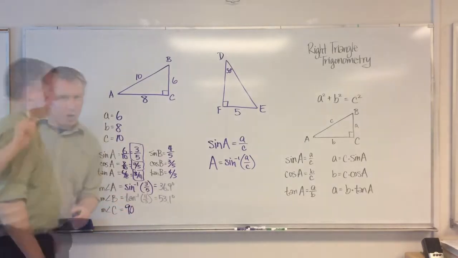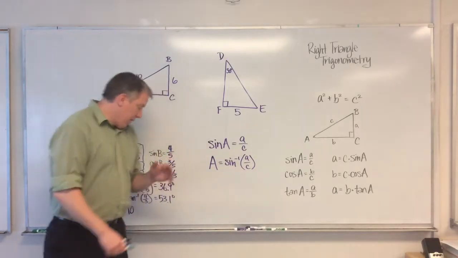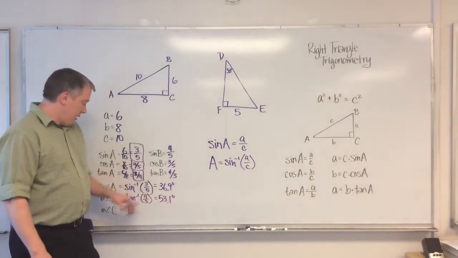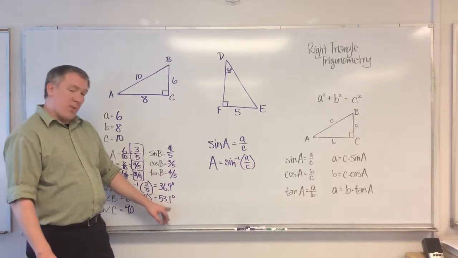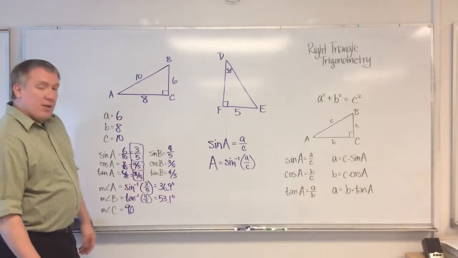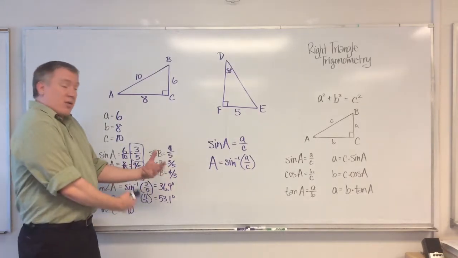All right, pause, go. All right, so if you were able to get that the measure of angle A is 36.9 degrees, and the measure of angle B is 53.1 degrees, you're on the right track. Now you'll notice I didn't actually even use the same formula for either one. It's really up to you.